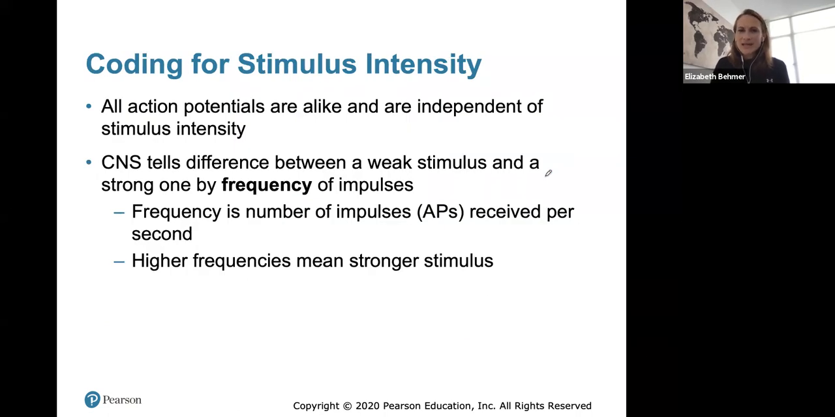Coding for stimulus intensity: action potentials are alike and are independent of the stimulus intensity. The central nervous system can tell the difference between a weak stimulus and a strong one by the frequency of impulses.